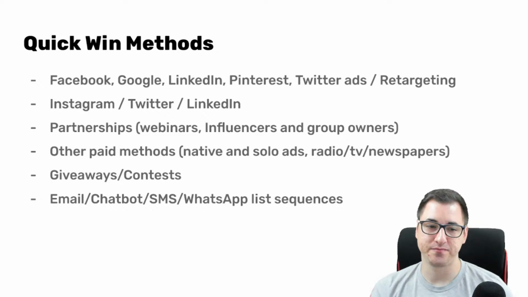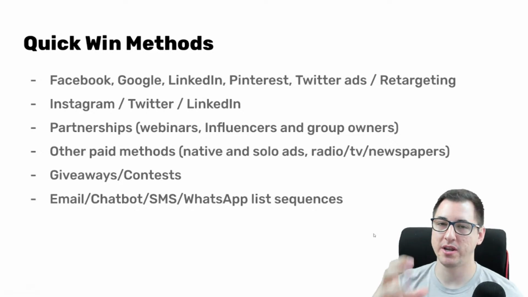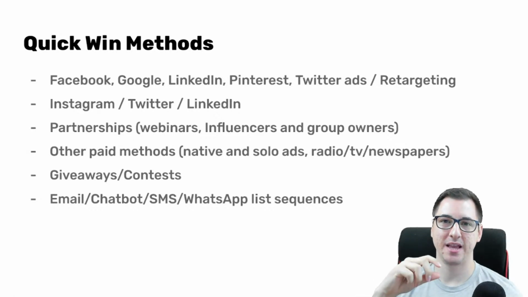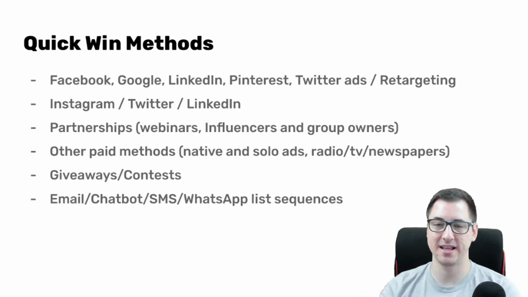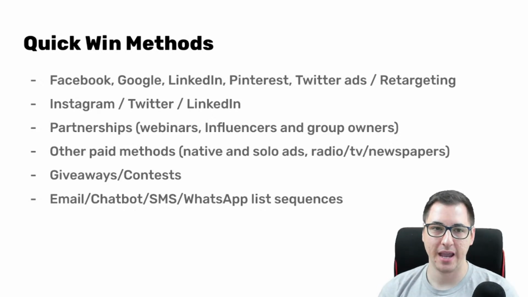Giveaway contests, email, chatbots, SMS, WhatsApp list sequences. So this last one, the email, chatbot, SMS, and WhatsApp lists. These are already collected people on your list that you can market to. In case you just send out an email to your list of 2,000, 20,000 people, depends how many you have, it is considered a quick win as well.